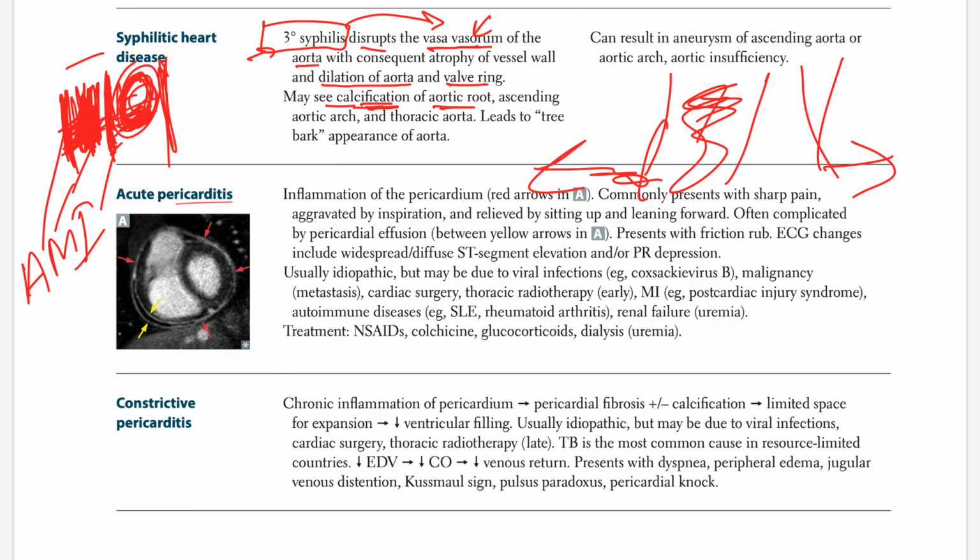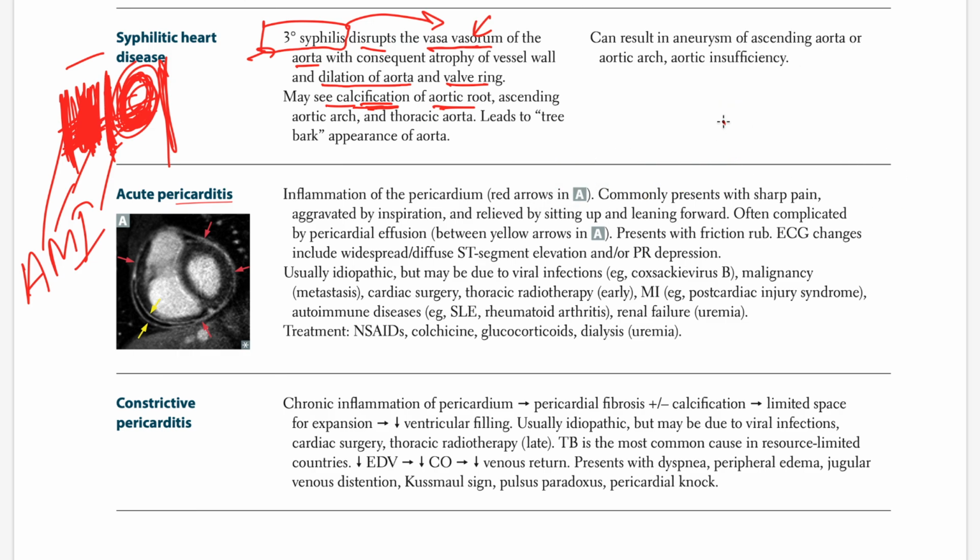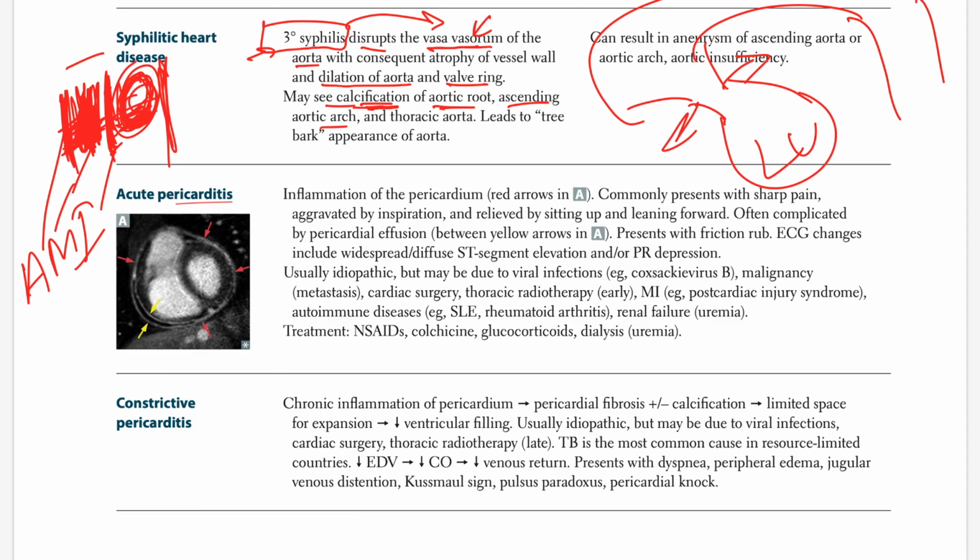So let me erase this and do it here. You have the left ventricle, here's the aortic root dilation, it is dilated, or the ascending aorta being dilated, or even the thoracic aorta being dilated. And why did all that occur? Because you're not giving enough blood supply and it is going into aneurysm, a dilatation of the ascending aorta or aortic arch, or aortic insufficiency. So this is all due to the fact you have tertiary syphilis.